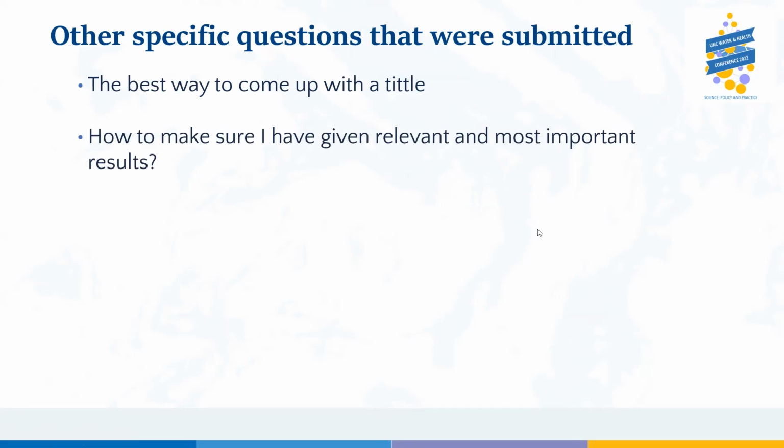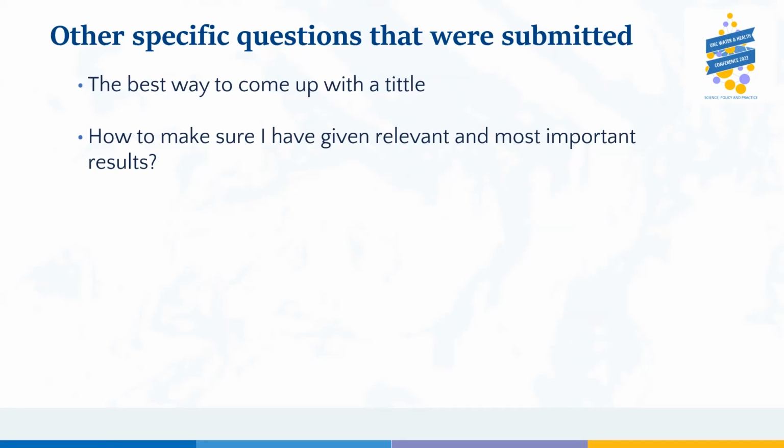Okay, so someone asked how to make sure I have given relevant and most important results. I think what's the most important result might be subjective based on what areas people work in. But in general, you want to give the results that are most relevant to the conclusions you're trying to draw from the research, or what the outcomes you were actually trying to investigate were.